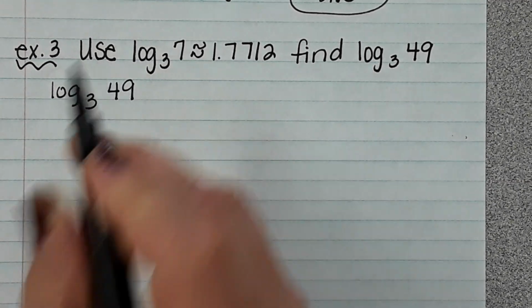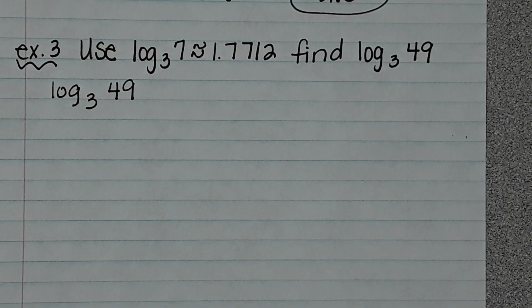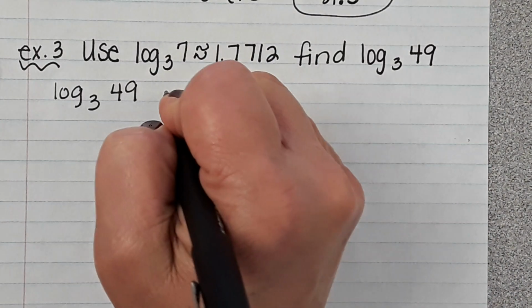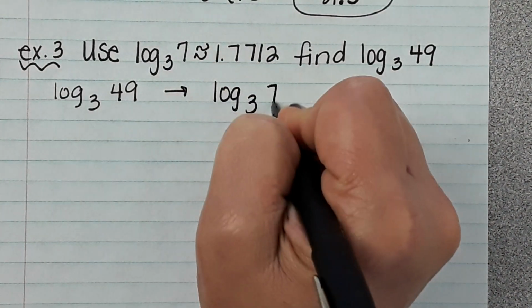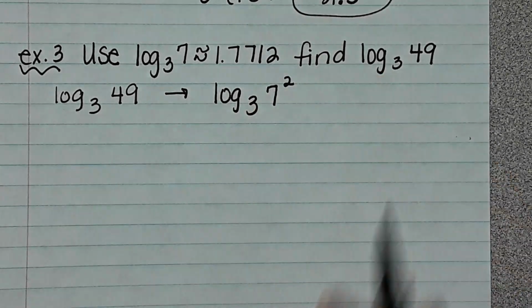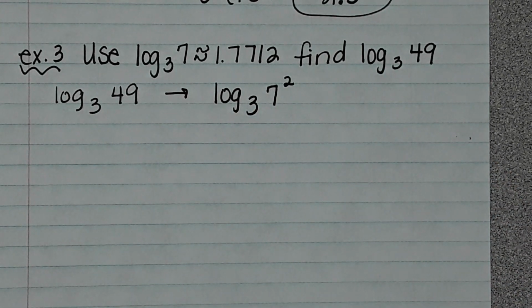So the question is, can we rewrite 49 with a base of 7? That's where you always want to start. Okay, does 7 go into 49? Yes. So that's how we're going to rewrite it, as log base 3 of 7 squared. That's where we would like to start. Those are the best ones.